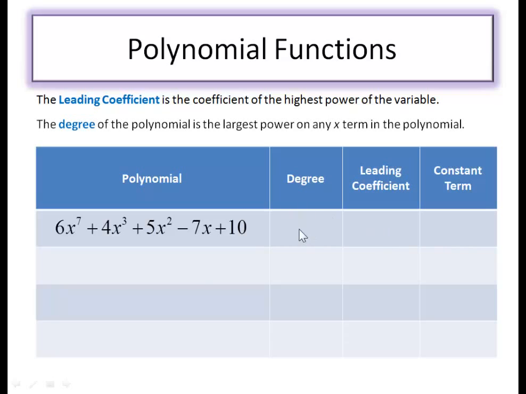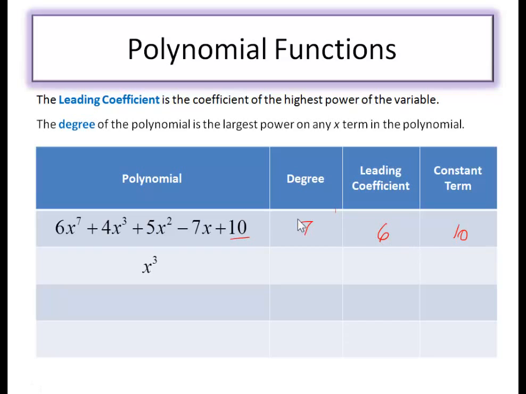So you already know how to figure out the degree. The degree is the largest exponent in the whole expression. That would be 7. So this would be a degree 7 polynomial. Also, the leading coefficient is the coefficient that belongs to that term with the highest exponent. So the leading coefficient in this case is 6. And the constant term is this term here that has no variable next to it. So my constant term would be a 10.